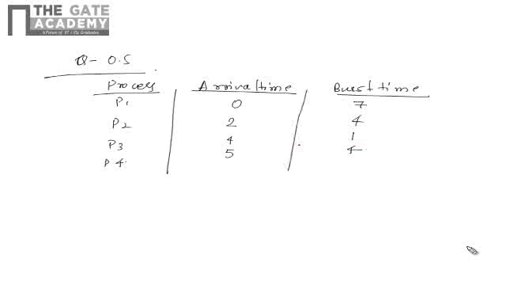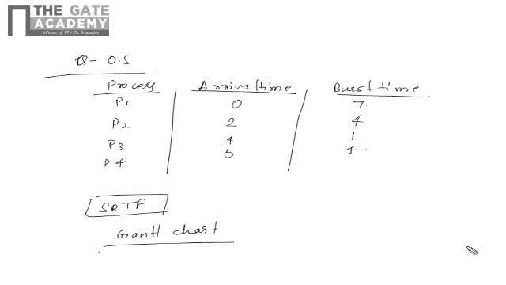Based on this, we have to consider SRTF, meaning the shortest remaining time first algorithm. This is the scheduling algorithm we are using. So just prepare the Gantt chart based on SRTF, and then you will be able to find the average waiting time. In the Gantt chart, ties are broken according to the arrival time.